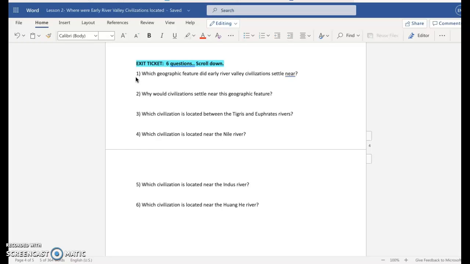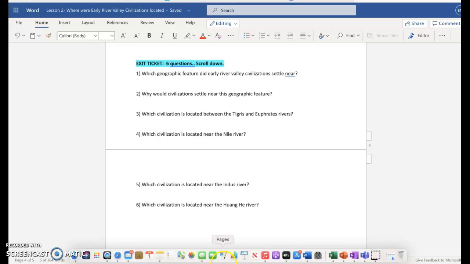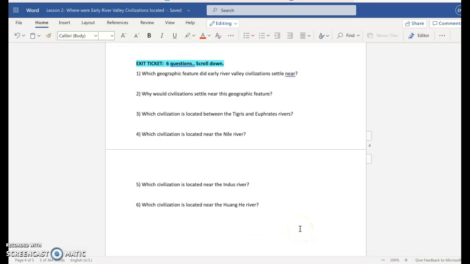Number 3, which civilization is located between the Tigris and Euphrates rivers? Number 4, which civilization is located near the Nile River? Number 5, which civilization is located near the Indus River? And number 6, which civilization is located near the Honghe River? Use the map to help you answer this. Okay, so this is lesson 2. Make sure you answer every single question.